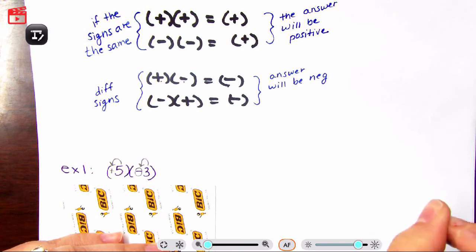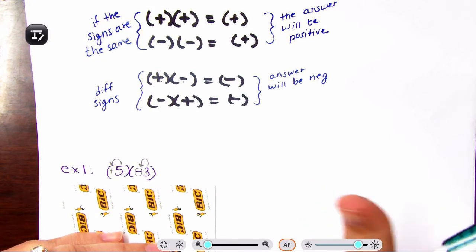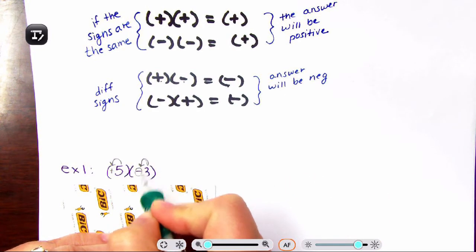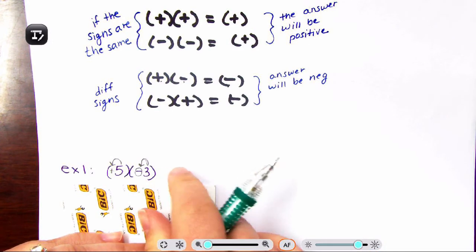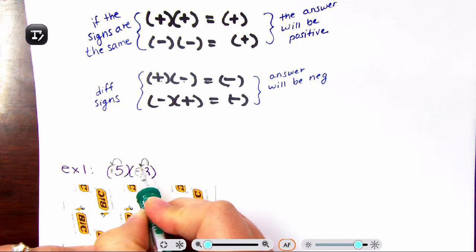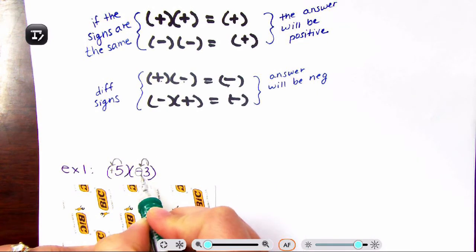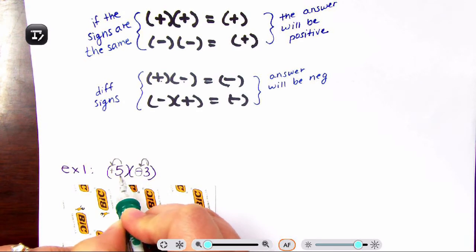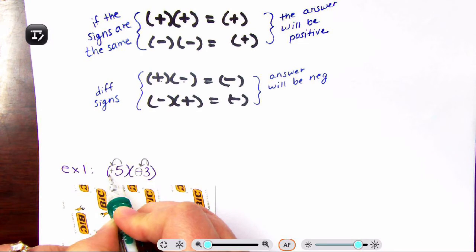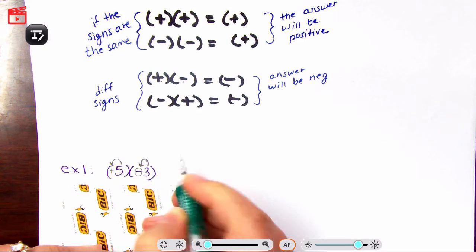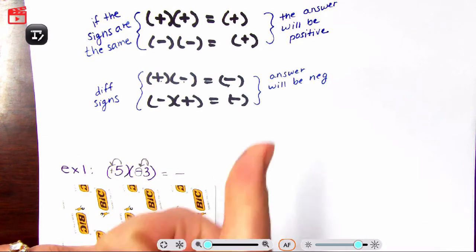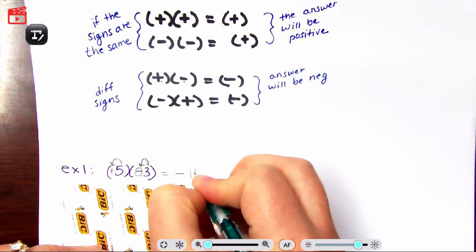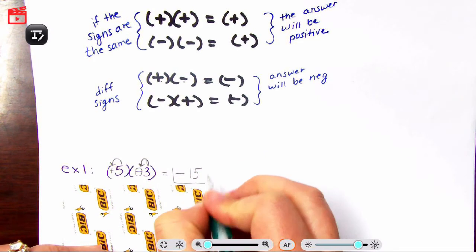So if you are multiplying, only multiplying, again, I can't stress that enough, this is only for multiplication. If you have a negative in front of your number, and there is only one negative, for example, how many negatives do I have in front of 3? One. How many negatives do I have in front of 5? Zero, because I have a positive in front of 5. So because I have one negative, my answer will be negative. Then you multiply 5 times 3, 5, 10, 15. So our answer is negative 15.